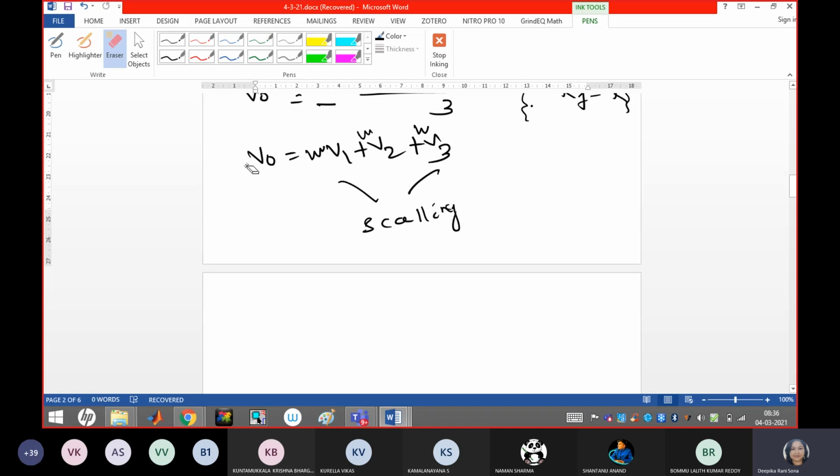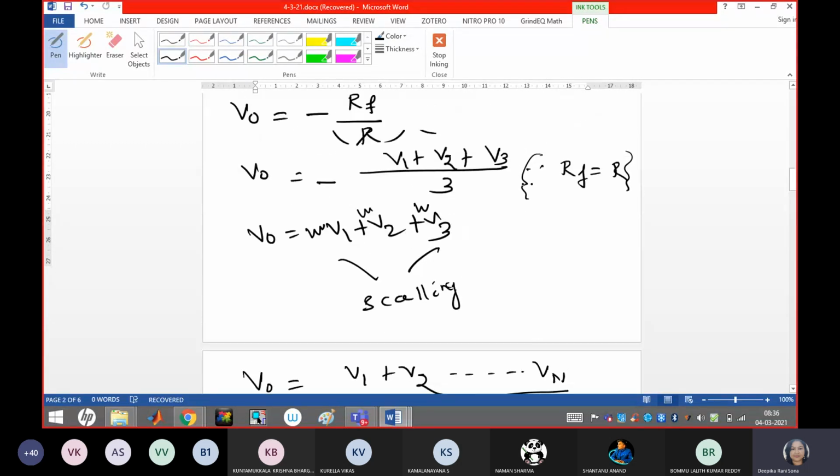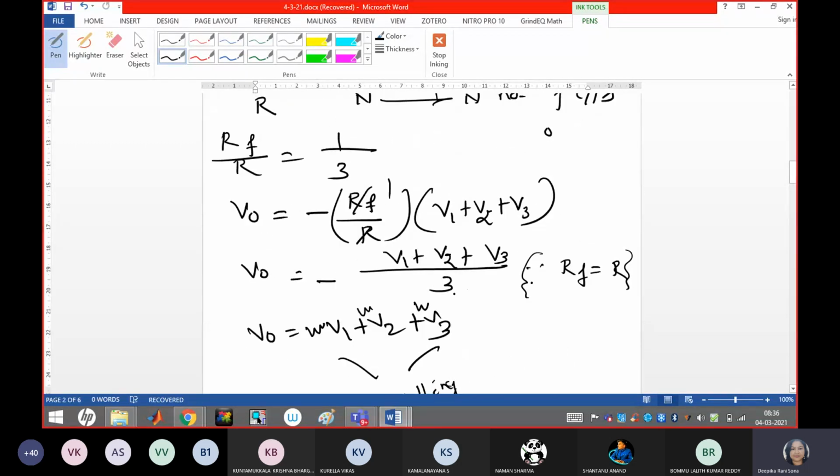So in case of averaging amplifier also, we have to write that V naught is nothing but V1 plus V2 up to Vn whole divided by how much it should be? N. This is the basic definition of the averaging amplifier, right? So how do you get this n? That is the thing, and that's why I have shown you. In this way we will get this n. Simply we cannot write that it is 3. How this 3 came, I have written it here.